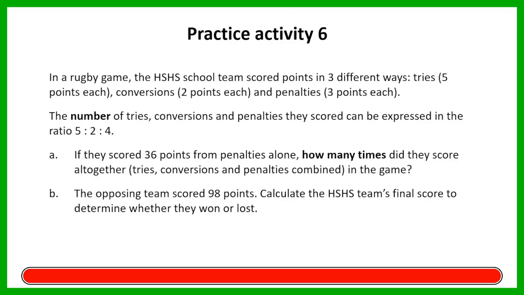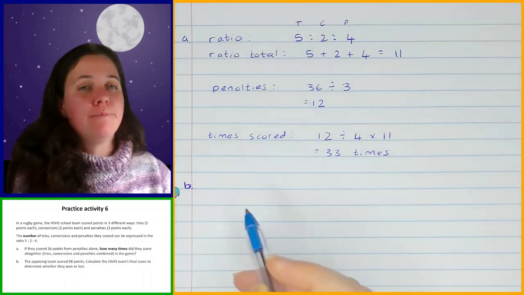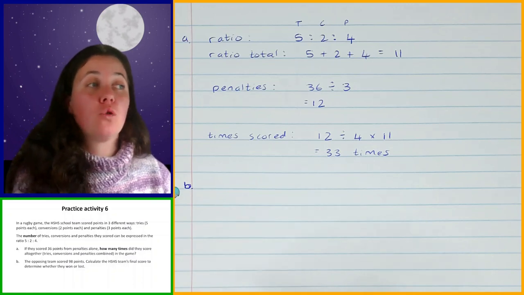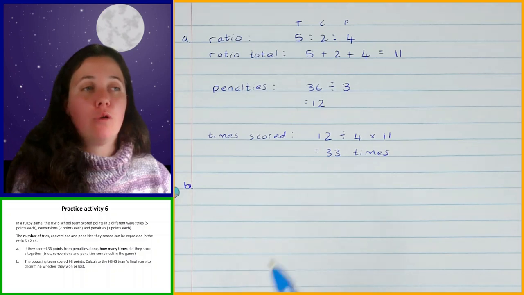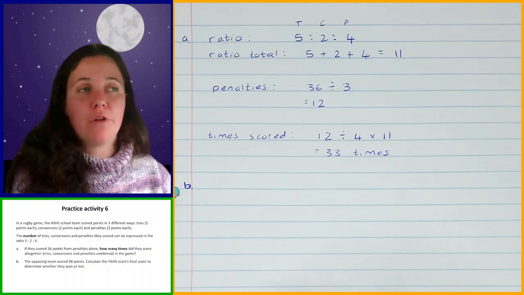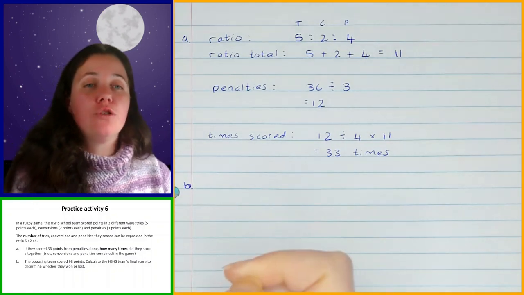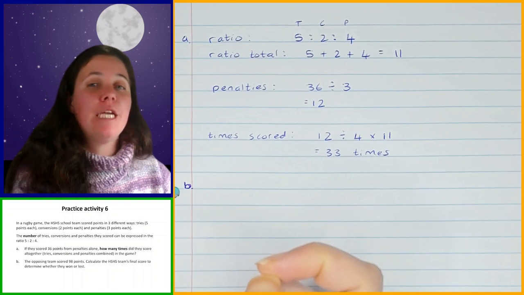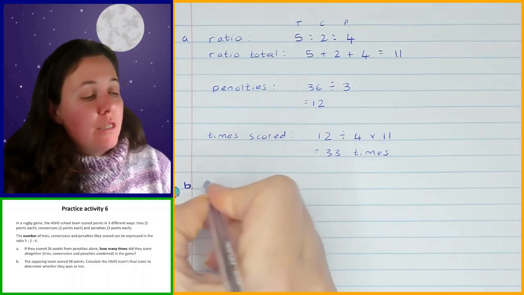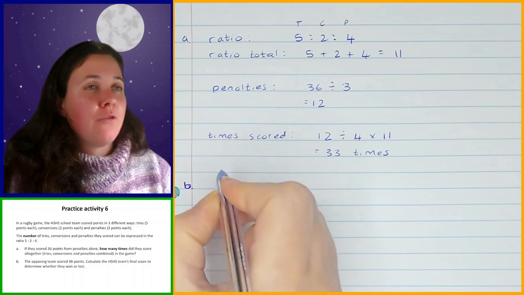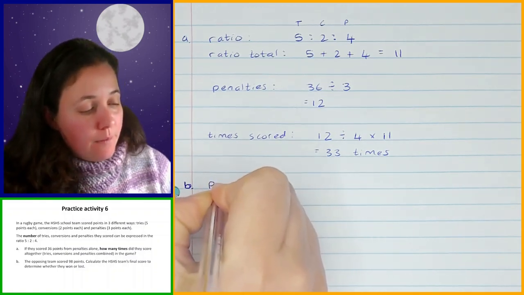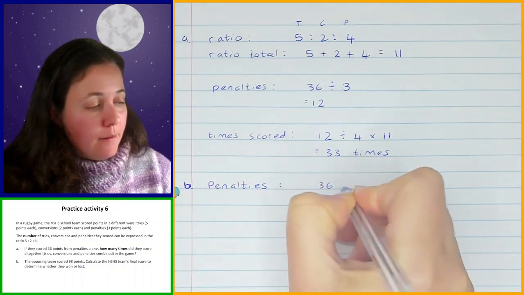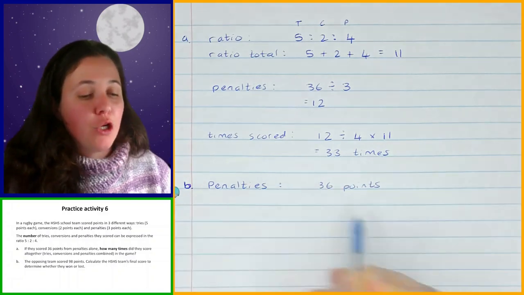Okay, you should hopefully be finished with that. So let's go through question B. So we need to now determine what HSHS team's final score was in order to determine whether or not they won or lost by comparing it to the opposing team's score of 98 points. So what we need to do in order to work this out is we need to work out how many points they got from each of the different methods of scoring. So we already know that they got 36 points from penalties. Okay, so we know that already.